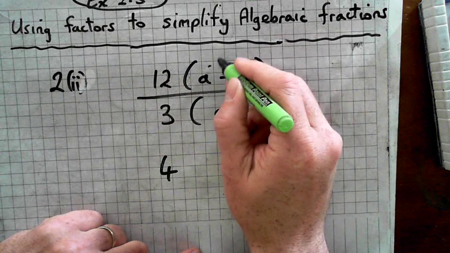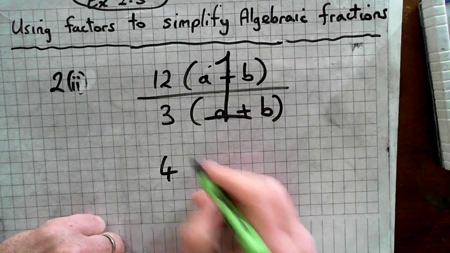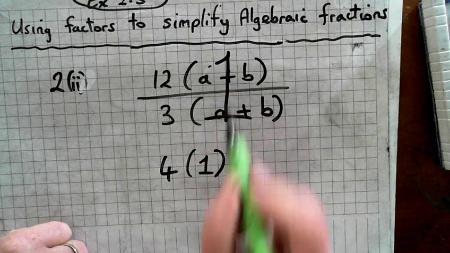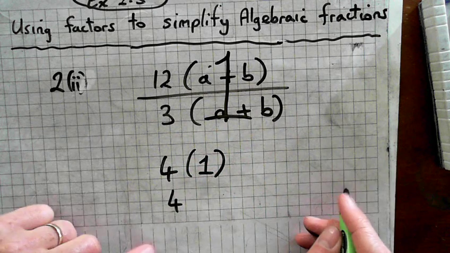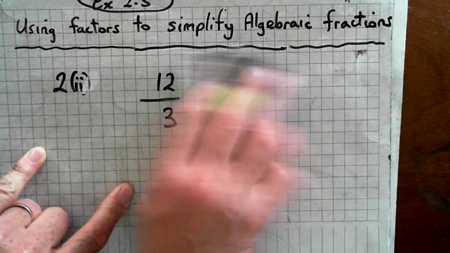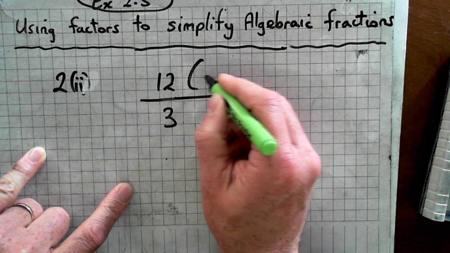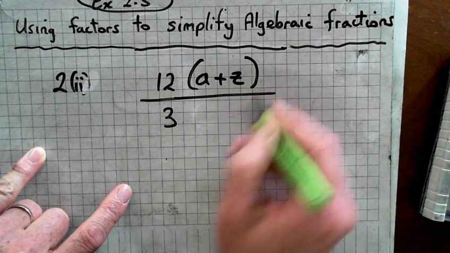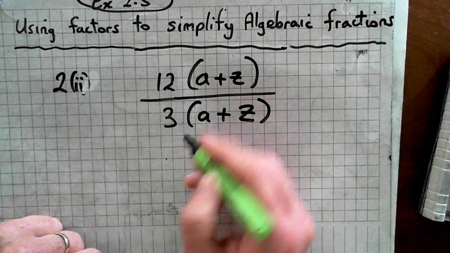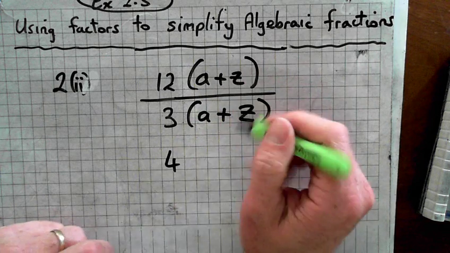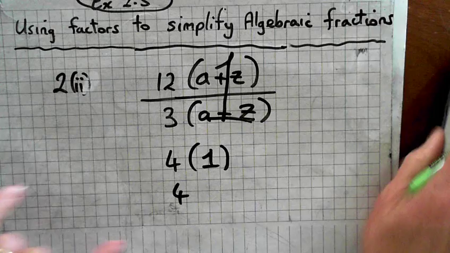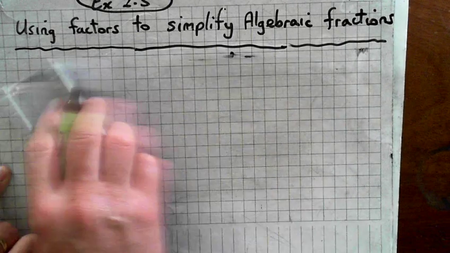So it's 1. But what's 4 times 1? 4. That's the answer. Right. Similar question. If I just change this to a plus z over a plus z, I get the same answer, don't I? 12 divided by 3 is 4. a plus z divided by a plus z is 1. And 4 times 1 is 4. Keep looking up. This is the place you need to be looking.